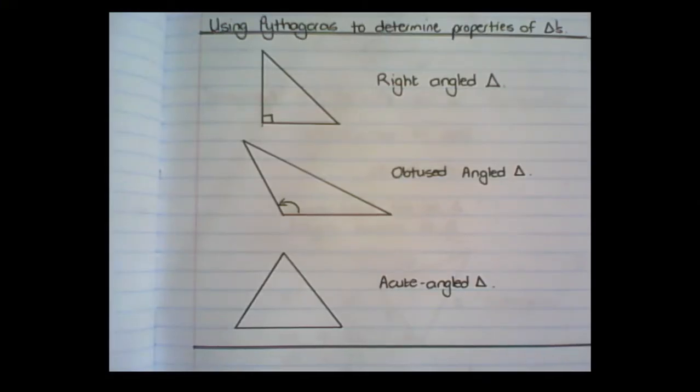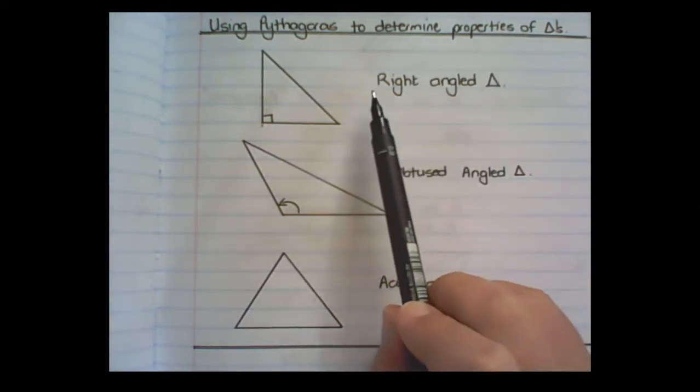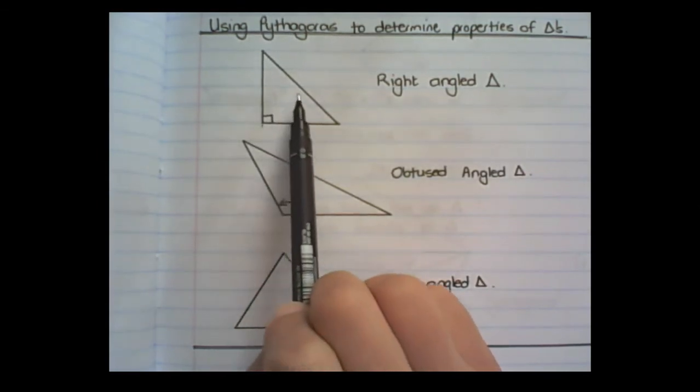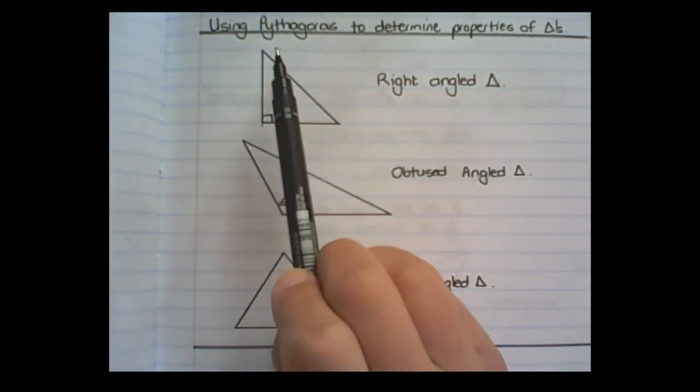In this video, we are going to learn how to use Pythagoras to determine different properties of triangles. And we are going to discuss three types of triangles. The first one is a right-angled triangle. Remember, in order to work with Pythagoras, we need a right-angled triangle.